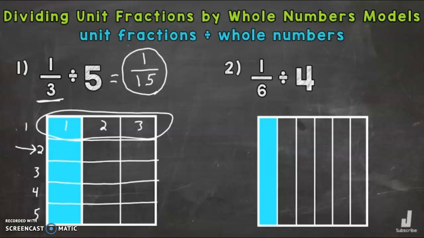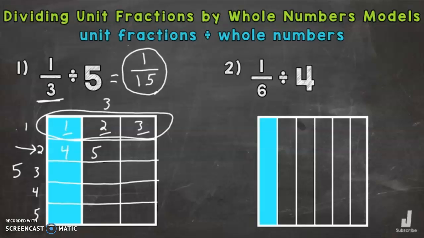Again, how I got 15, we have 5 rows by 3 columns, so that gives us 15, or you can count them individually, 1, 2, 3, 4, 5, so on and so forth. There's 15 total pieces there. So that model represents, we started with 1/3, and we split or divided that 1/3 into 5 equal groups, and we ended up with 1/15.